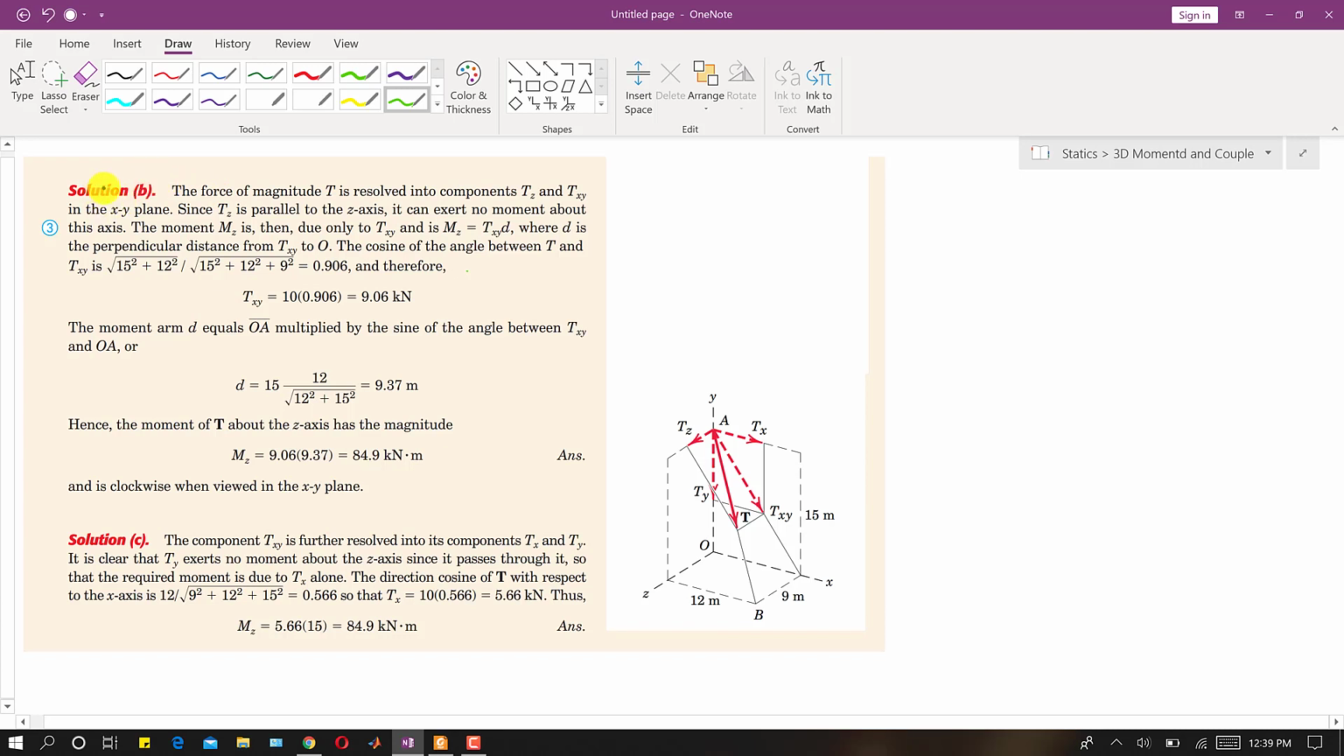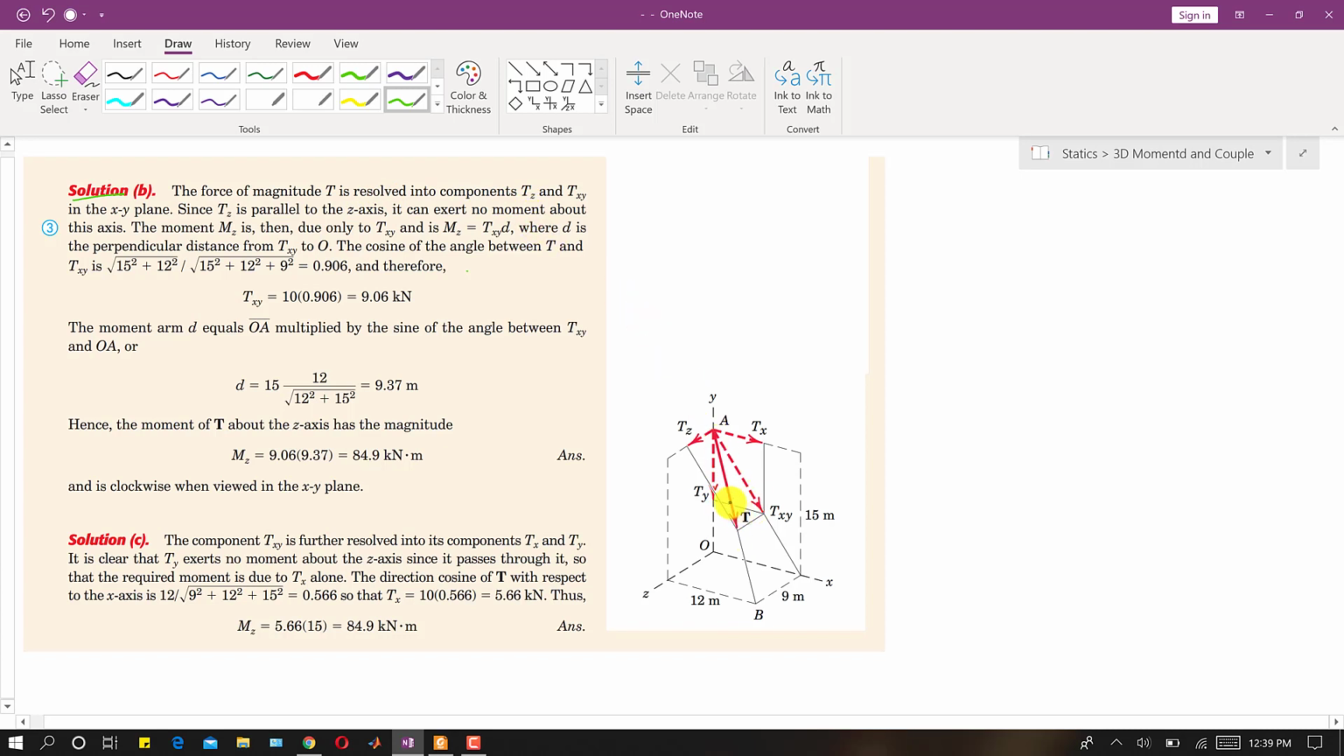Now we can solve that same sample problem by using this method as well, right? This method says that we can use Varignon's method as well. If we resolve the force of magnitude 2 into its components, this is the T vector that we have already discussed in this sample problem.